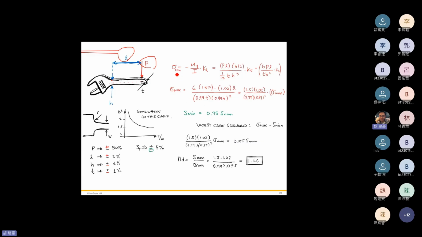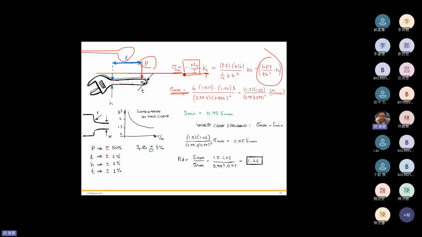Okay, so for this nominal stress, sigma equals My over I. So y is the distance from the neutral axis to any point, or c is the distance from the neutral axis to the surface. Okay, so this is the bending stress times the kT, the stress concentration factor. So we can get the nominal stress. And the maximum stress will equal the force divided by the minimum, or the lowest, cross-section area.